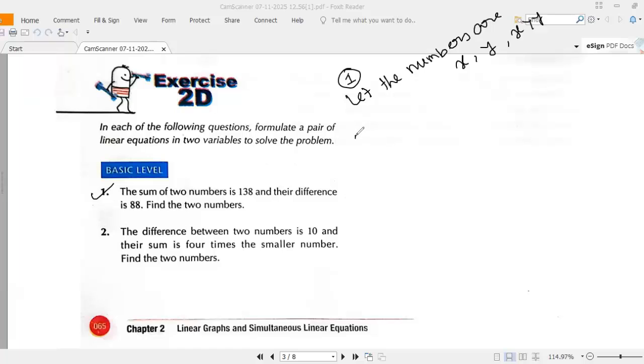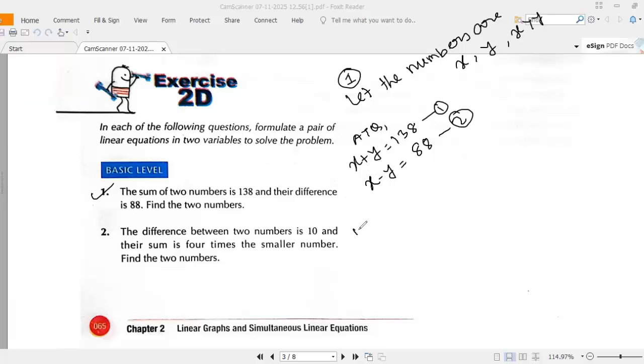So according to the question, the sum of two numbers means x plus y equal to 138, and the difference means subtraction, so x minus y will be 88. So this is equation number 1, this is equation number 2. Now if we solve the simultaneous equations, then we can find out the value of x and y.